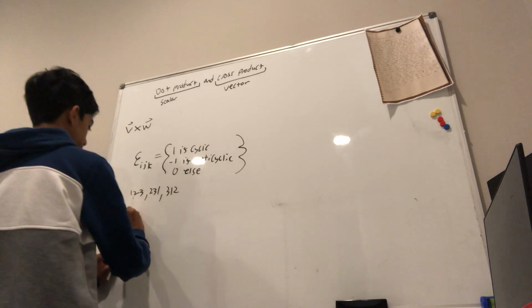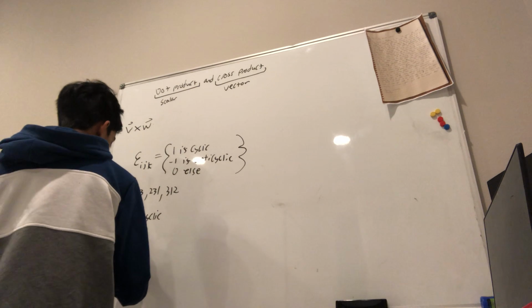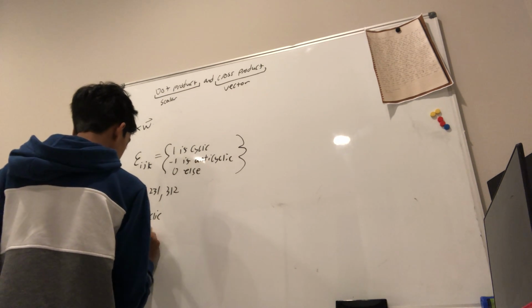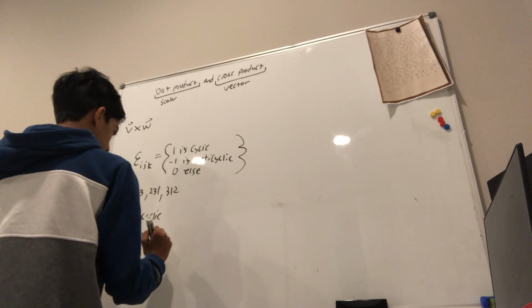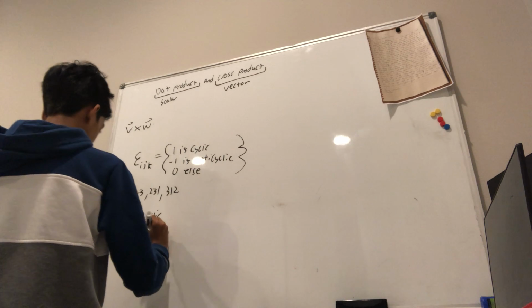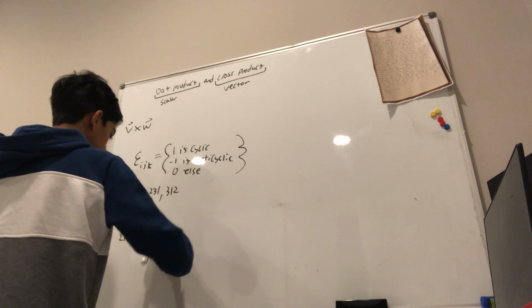And anti-cyclic would just be 2, 1, 3, 3, 2, 1, and, no, 2, 3, 1, that's not right, not 2, 3, 1.